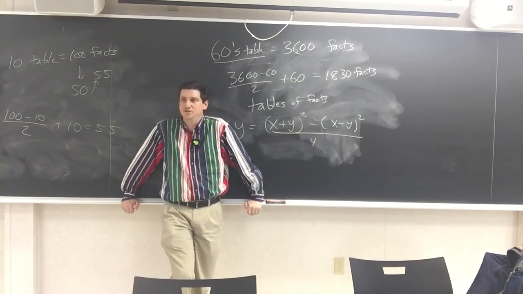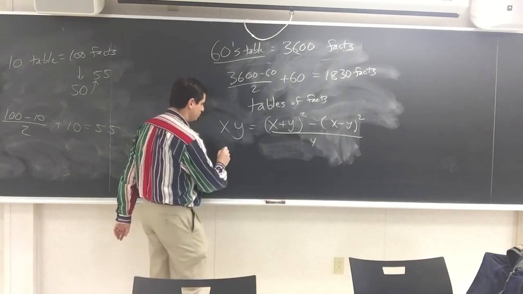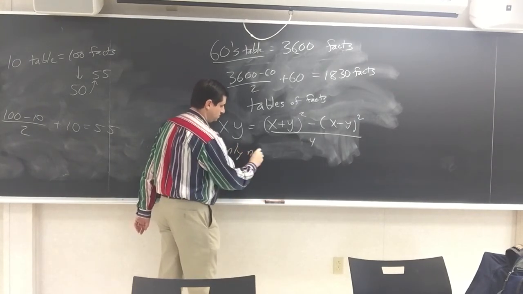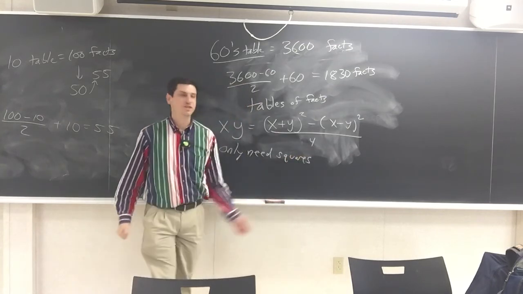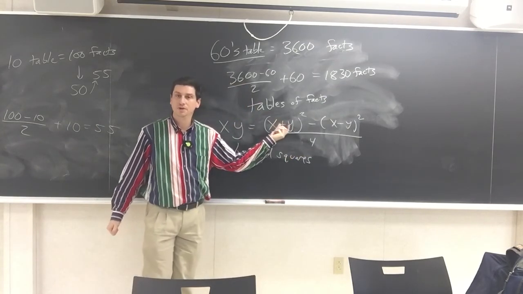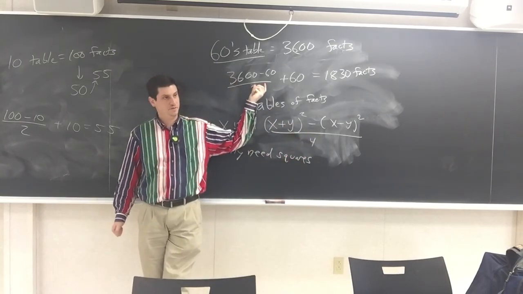Why is this an advantage? Why would you rather do two subtractions than an addition? Yes? Yeah, you only need to know squares. You might have to do 120 because you might have numbers a little bit larger now. But it's a significant savings.